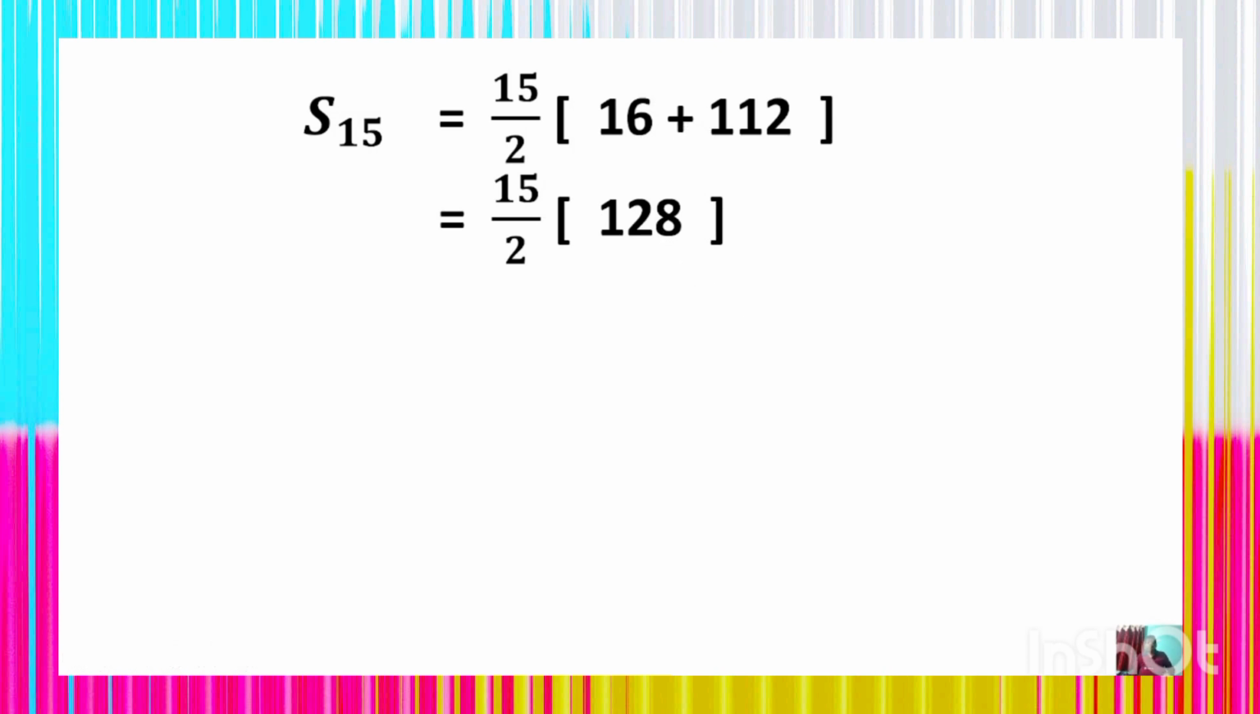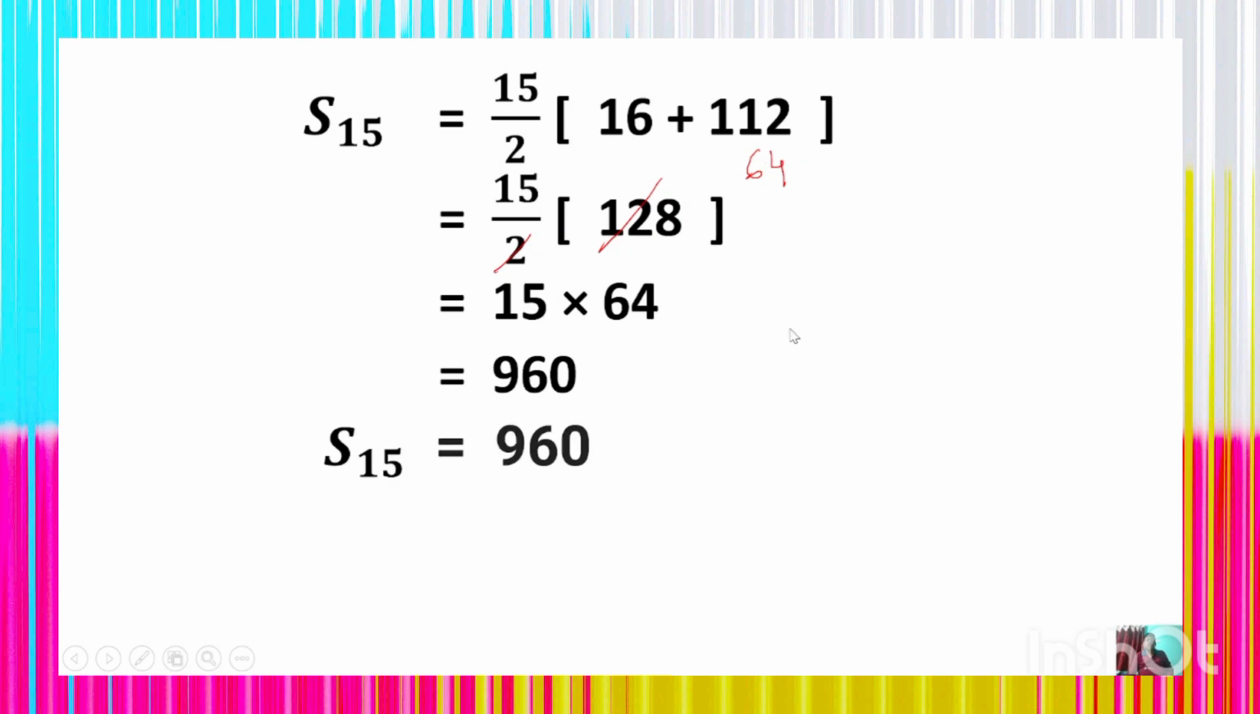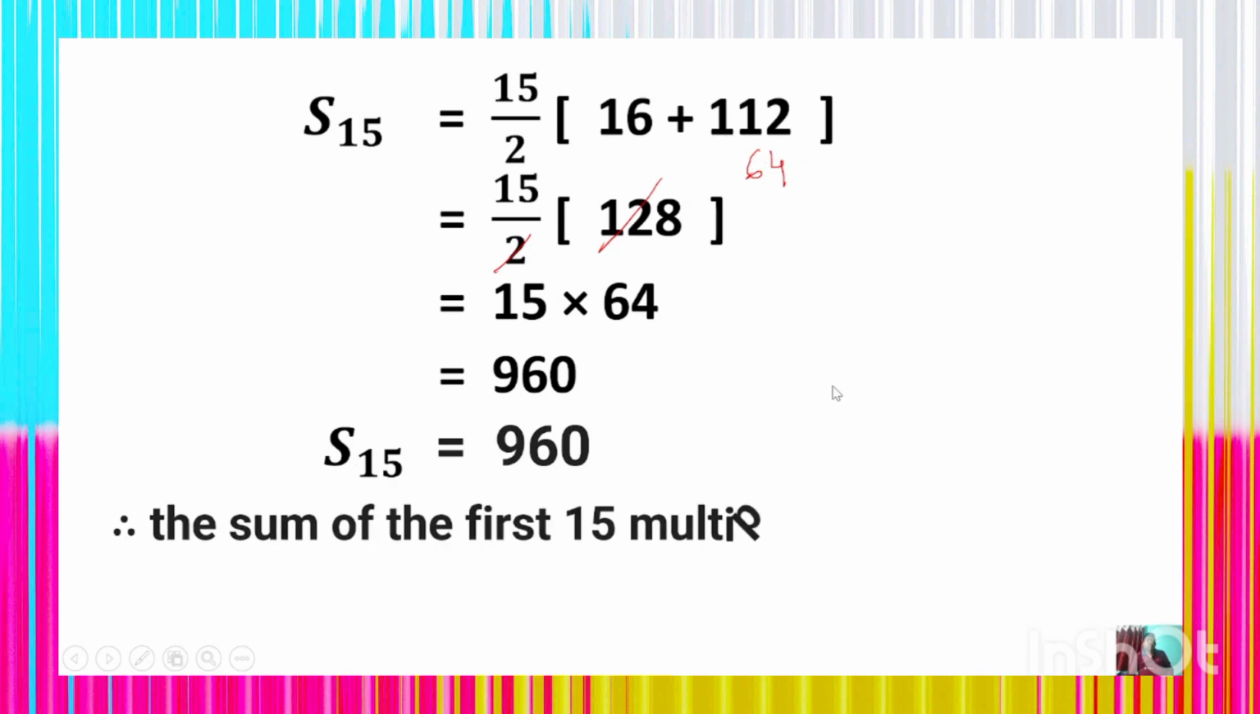Okay. So, after cancellation, we shall get 2 sixes are 12 and 2 fours are 8, which is 64. Thus, you get 15 into 64, which is 960. Thus, S15 is equal to 960. Hence, we get that the sum of the first 15 multiples of 8 is 960.